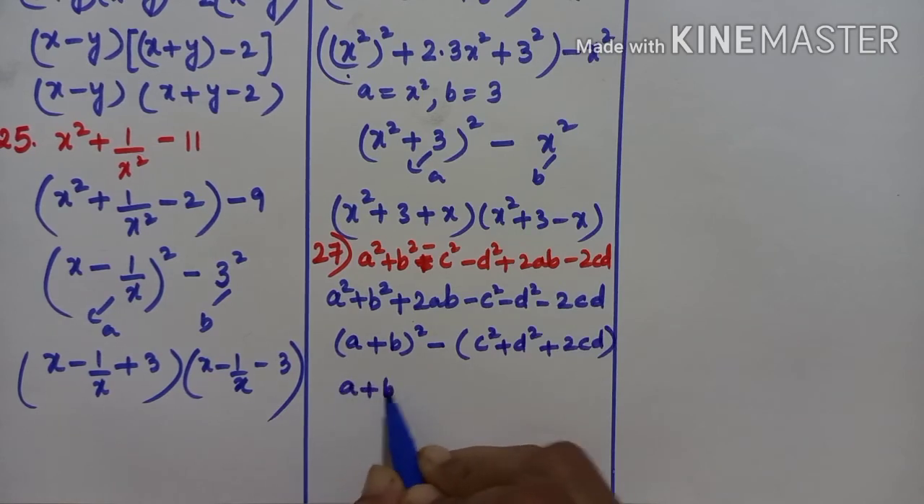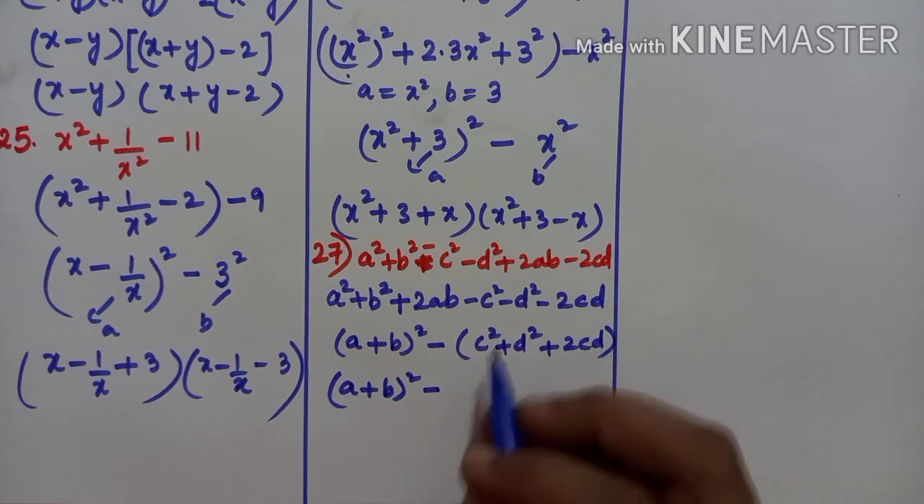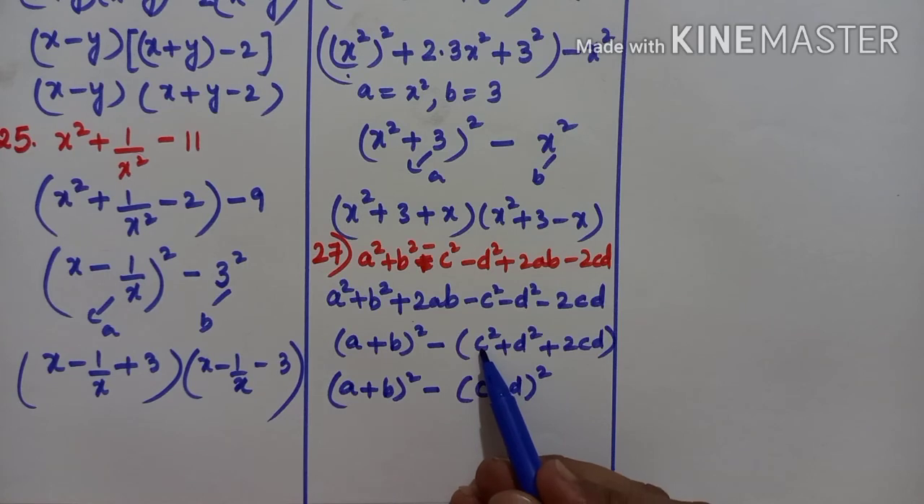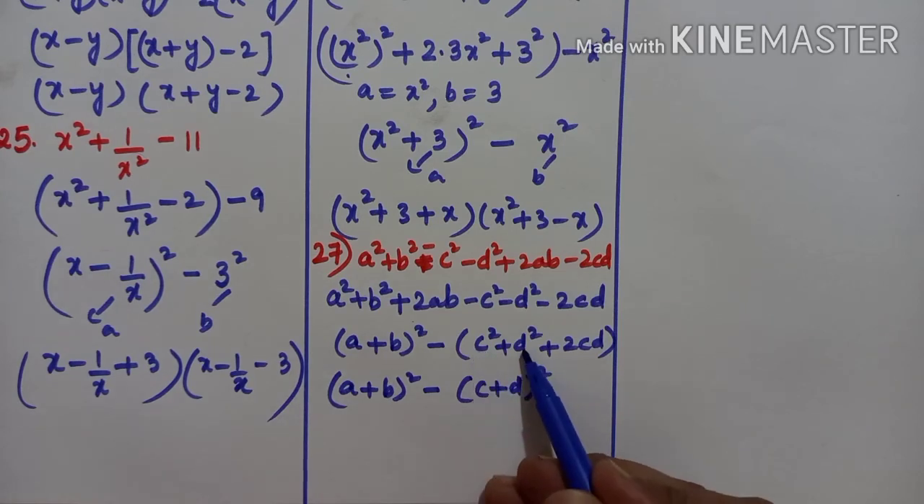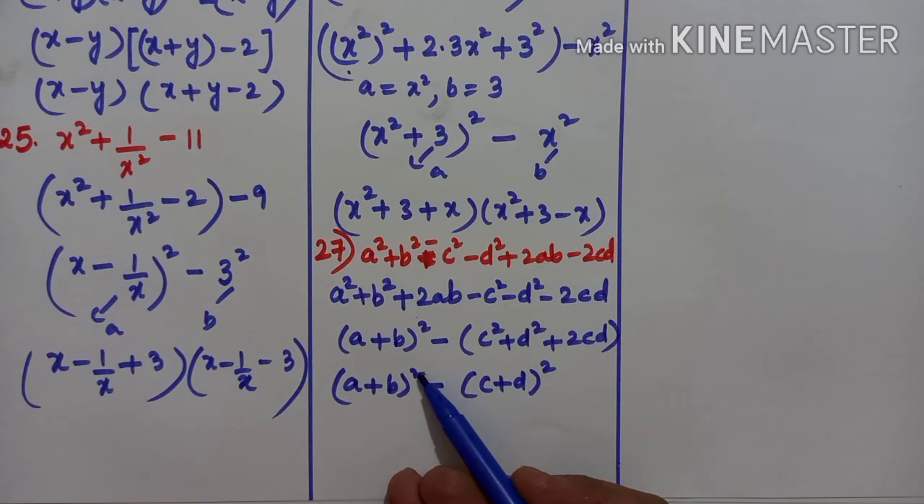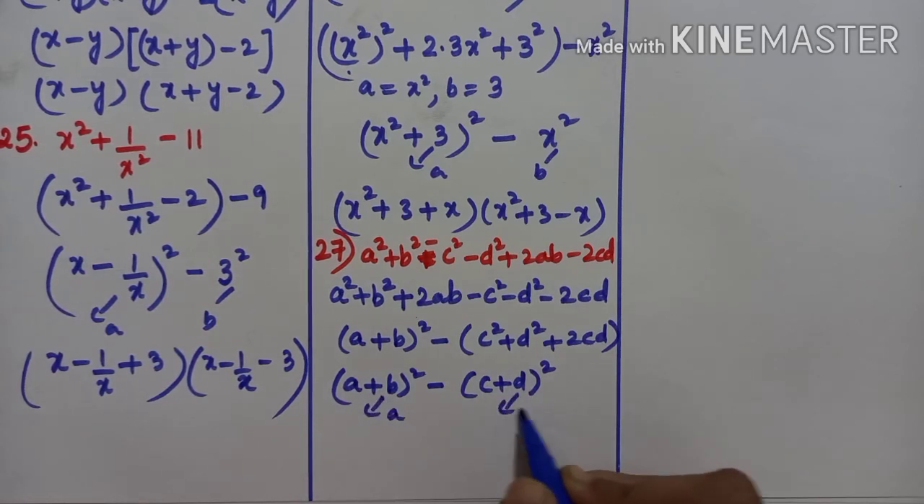So this is a plus b whole square minus c square plus d square plus 2cd, which will again be c plus d whole square. It is in the form of a plus b whole square; you have to suppose a as c and b as d. So c plus d whole square you got. Now a plus b whole square minus c plus d whole square is in the form of a square minus b square. Suppose the expression in one bracket is a and the other is b, then a square minus b square will be a plus b into a minus b.